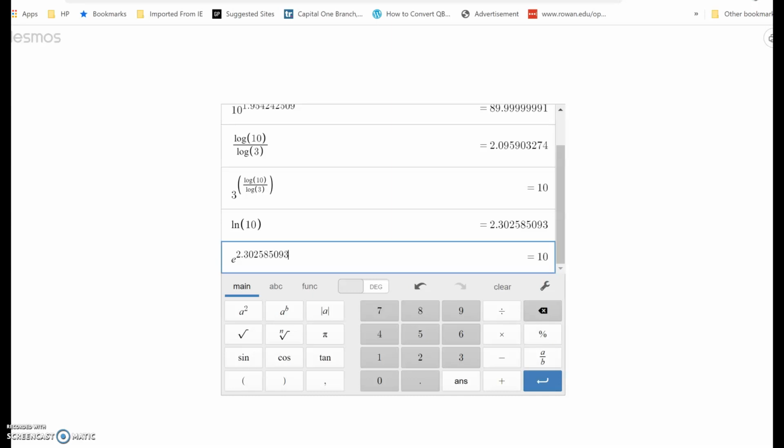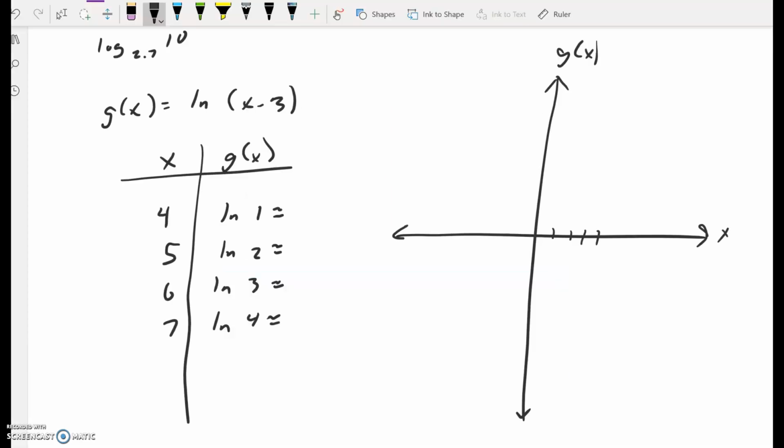So what does this natural log of 10 mean? It's the power you raise e to get 10. And we're raising e to that power, and we get 10 as proof of concept. It's really important. So how do we graph a logarithmic function?